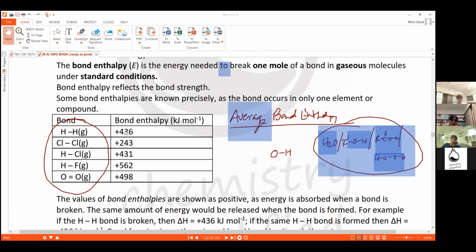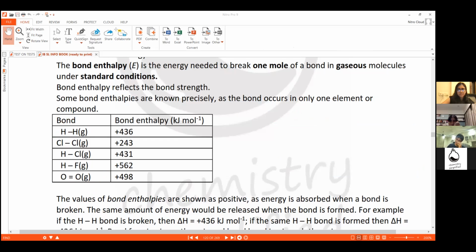Anybody is not clear about the average word? Saina, you are tensed. No, so I'm understanding. You're understanding? Okay, fine. Good. Okay. So even the definition of the average bond enthalpy will be different. Huh? Like this definition, what we learned here is for the bond enthalpy.